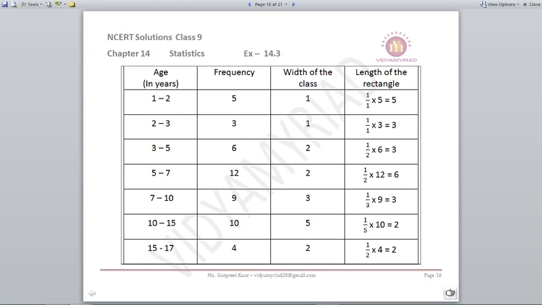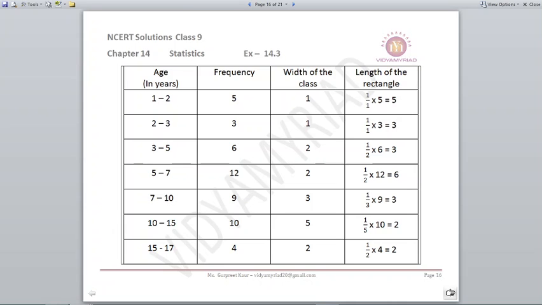Now let us see over here. Age is given, we will copy down exactly the same. We will copy down the frequencies. Then we will find out the width of the class. What is the gap between these class intervals? 1 to 2, there is only one gap. 2 to 3 also 1, 3 to 5 is 2, 5 to 7 is also 2, 7 to 10 is 3, 10 to 15 is 5, 15 to 17 is 2. If you see, the width of the class is written.